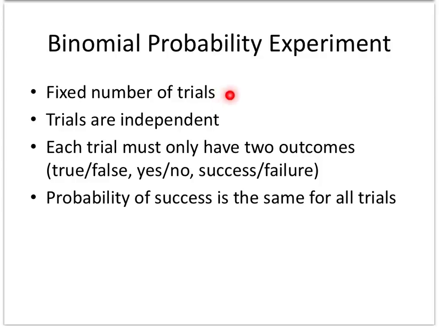You have a fixed number of trials. Trials are independent. Each trial must only have 2 outcomes. That's your binomial part, meaning true, false, yes, no, and so on. And the probability of success is the same for all trials.